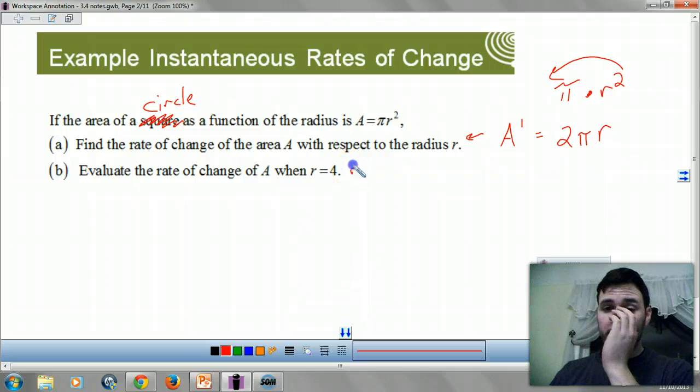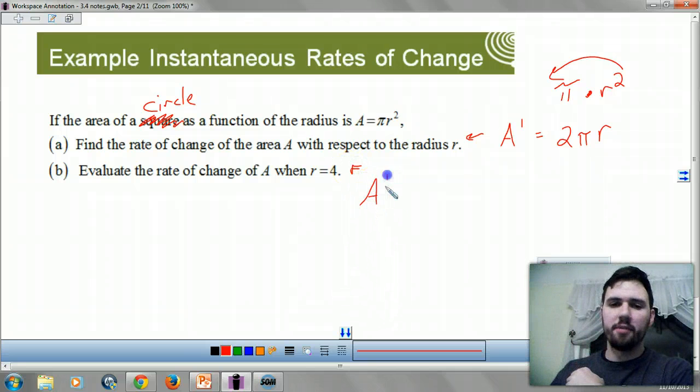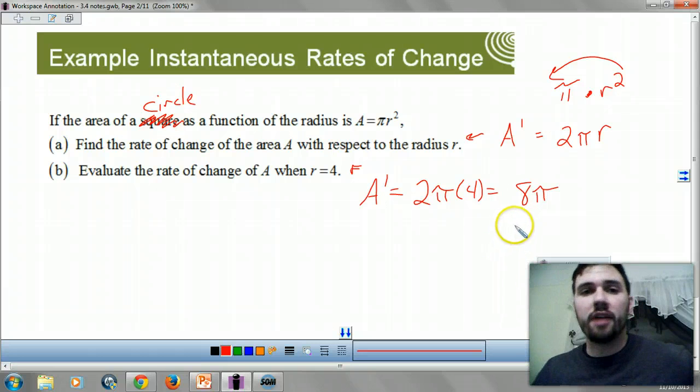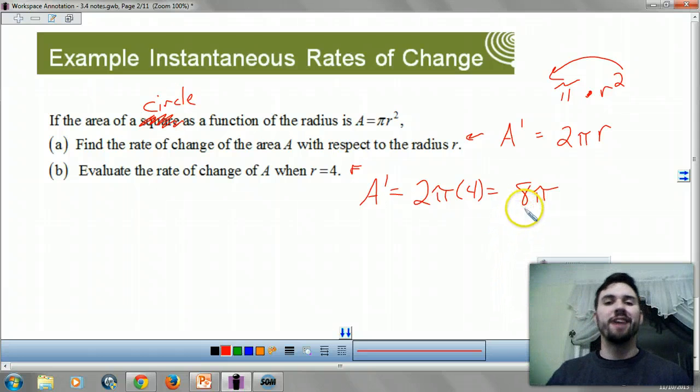So now let's do it when r equals 4. Always plug it into our A prime formula. 2 pi times 4 is 8 pi. And that is our rate of change at the given moment of r equals 4. When your radius is 4, your area is changing at a rate of 8 pi per whatever unit of time you are using.